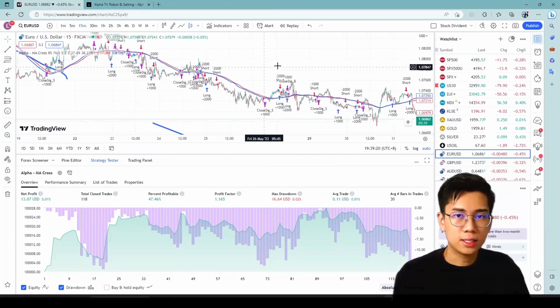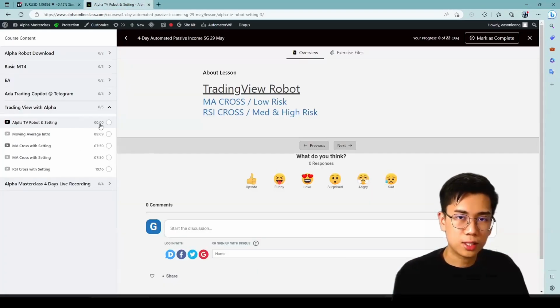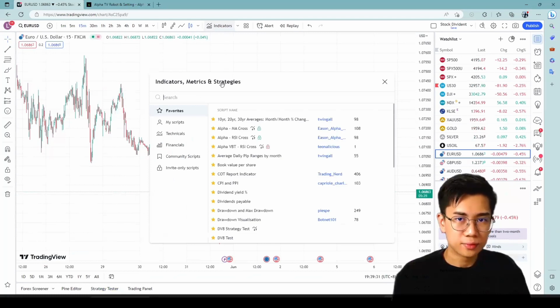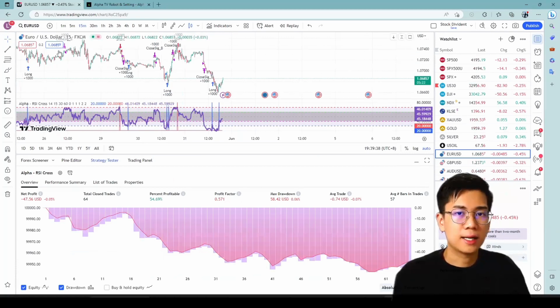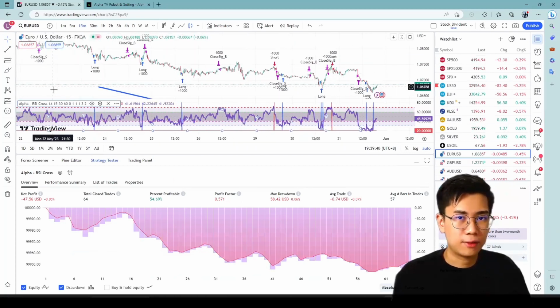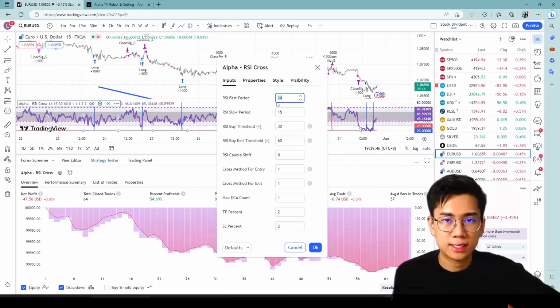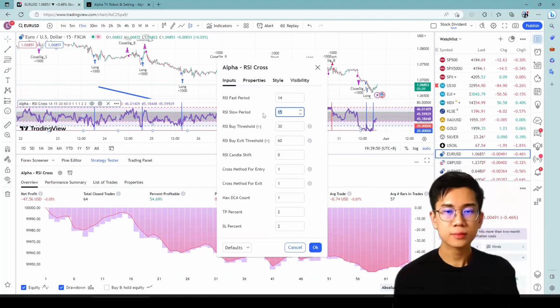Now, this moving average, there are lots of features which you guys can read in the video here to understand properly. The next one is actually the RSI indicator. So same thing, alpha RSI. Now, alpha RSI by default, what you can see here is that there are two settings. One is fast RSI, and the other one is slow RSI.